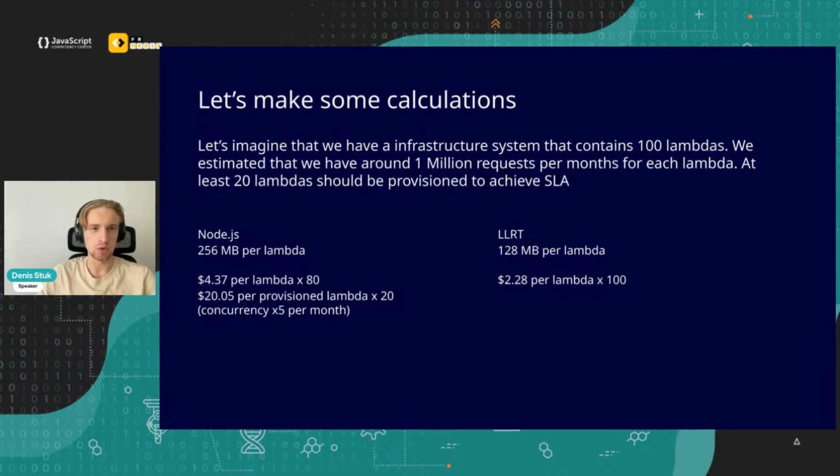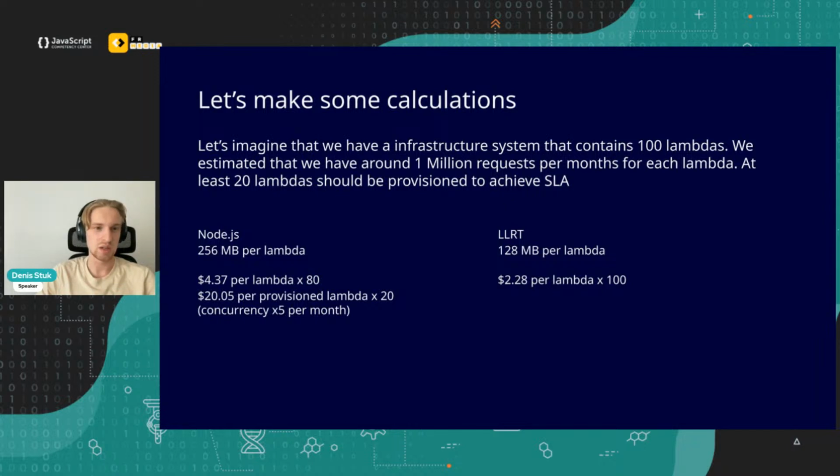So for example, for a Node.js Lambda, we will pay something around $4 per Lambda, and for an LLRT Lambda, we will pay something around $2. I used the AWS calculator to calculate these values. And the difference is already x2, what we saw in the repository and on the first slide.